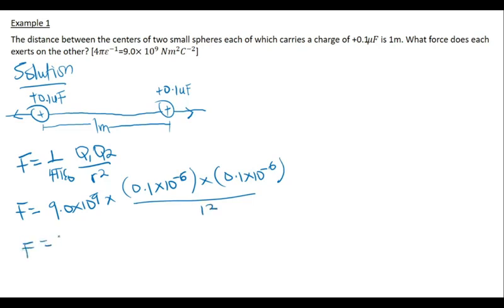So if we punch this into our calculator, we are going to get the force to be what? 9.0 times 10 raised to the power minus 5 newtons. So this is the force of attraction between these two small spheres that are positively charged, and they are both 0.1 microfarad each. Let's have a look at another example.